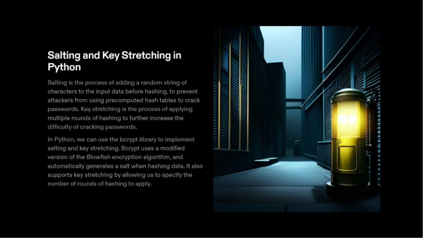In Python, we can use the bcrypt library to implement salting and key stretching. Bcrypt uses a modified version of the Blowfish encryption algorithm and automatically generates a salt when hashing data. It also supports key stretching by allowing us to specify the number of rounds of hashing to apply.